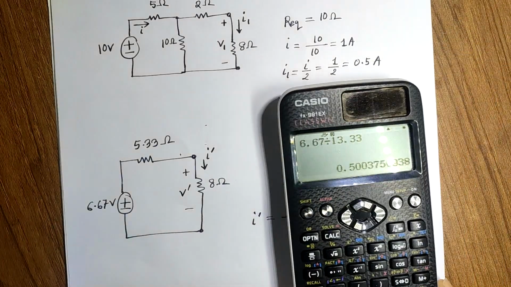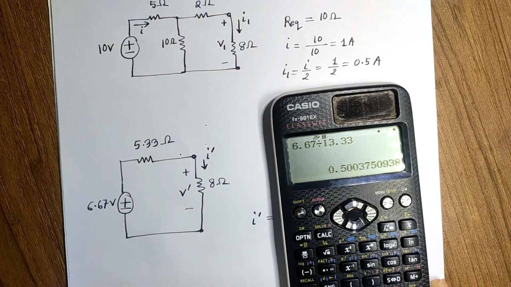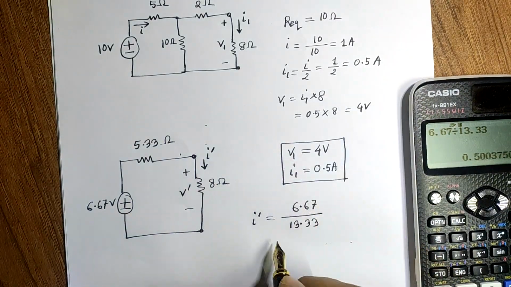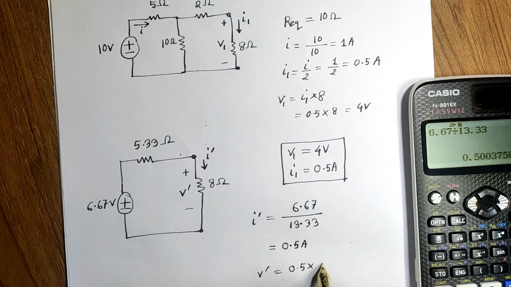And if you calculate the value, it will be very close to 0.5. So we can write the current is again 0.5 ampere. Since the current is 0.5 ampere, we can again find the voltage by multiplying the current with the resistance, and again you will get the 4 volt.